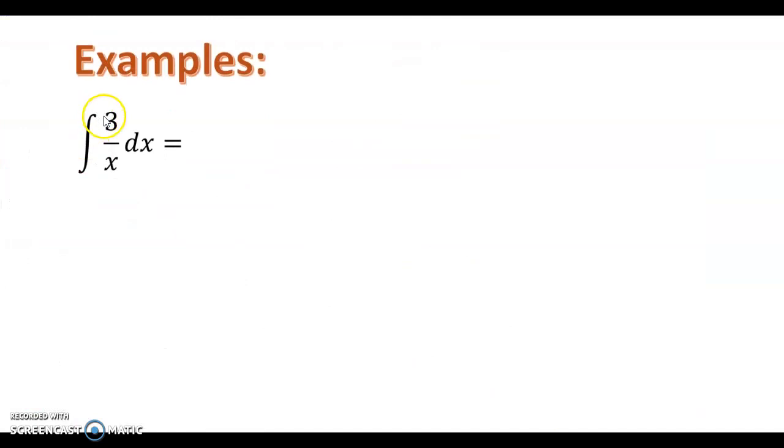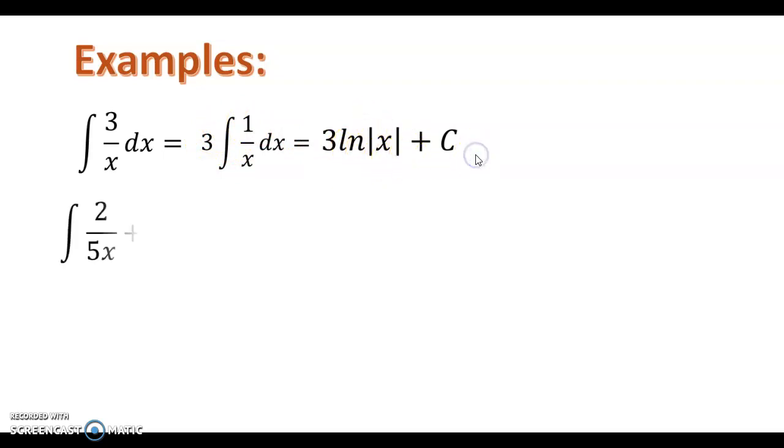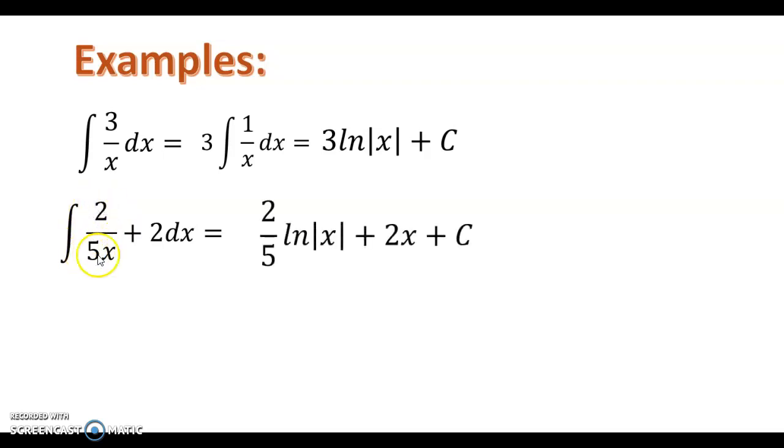So a couple of examples. 3 over x is just 3 times 1 over x dx. Constants can be multiplied outside or inside. We get 3 times natural log of the absolute value of x plus c. We've got 2/5, and then we've got the 2. Well, the integral of 2 dx is just 2x. And this one right here, the 2/5 comes out as multiplication. We're just going to get the natural log of the absolute value of x. And don't forget the c.